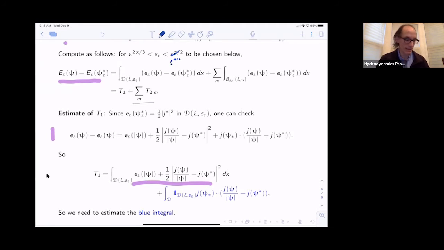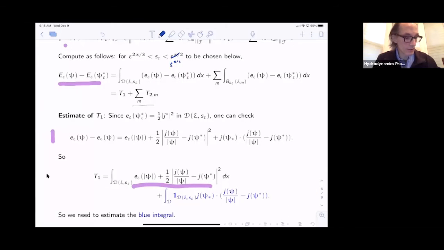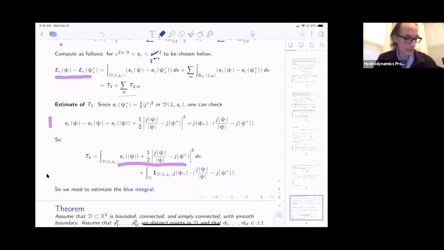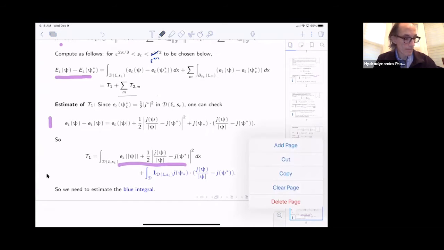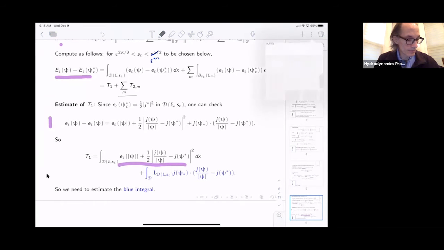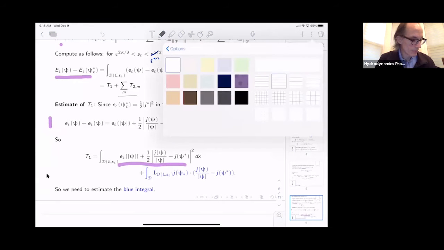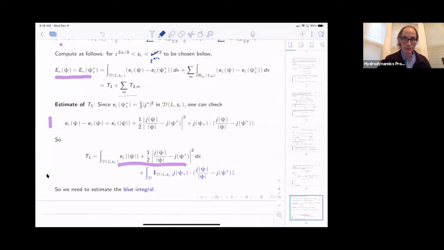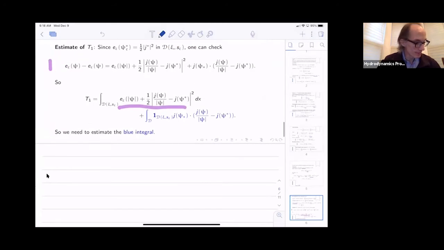Okay, and oops, I need to shift. Let's see if we can do this by hand. And let's get some lines on the paper. I think that improves my terrible handwriting a little bit. Okay, and so our goal is to estimate this thing.